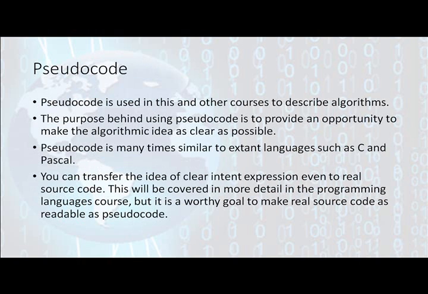The book in this course uses pseudocode a lot. The purpose behind using pseudocode is not to confuse you, but to provide an opportunity to make the algorithmic idea as clear as possible. Pseudocode many times resembles languages such as C and Pascal. So if you know any languages similar to C and Pascal, the pseudocode is not going to be a problem for you.